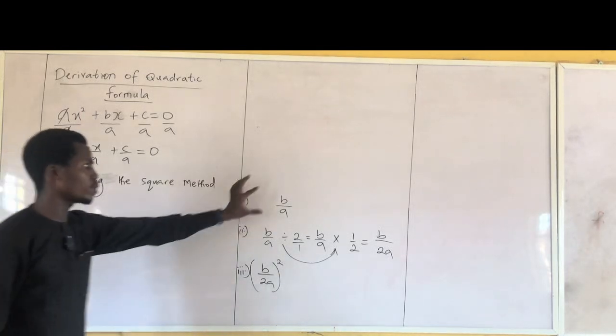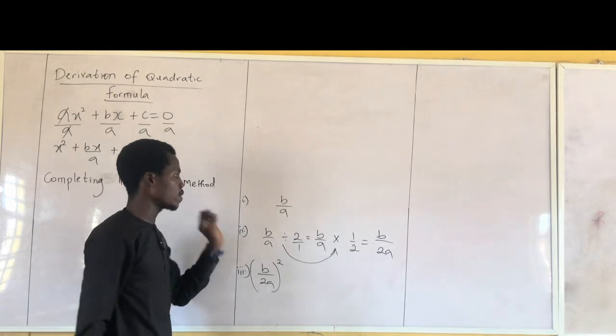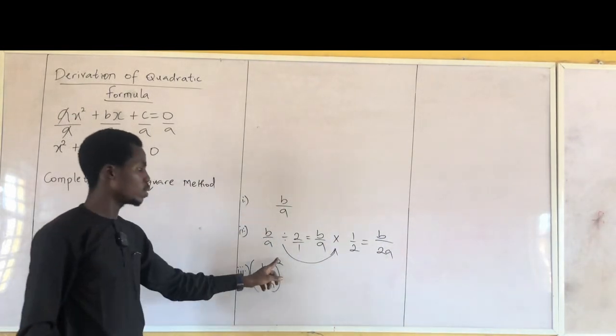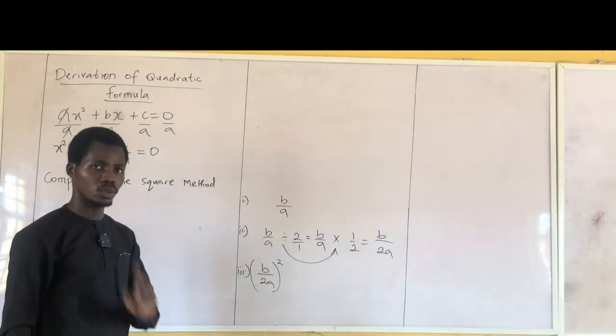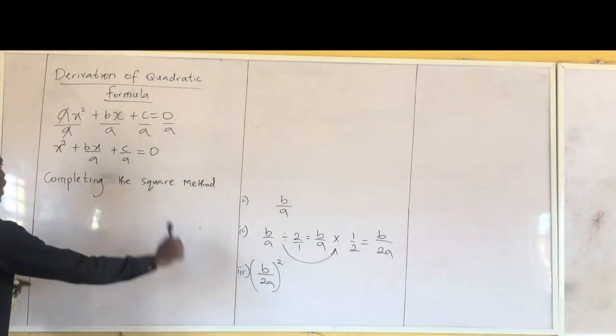Is that simple? First of all, locate the coefficient, which is b over a. The next thing is divide by 2, which is going to give you b over 2a. And the last thing is raise the answer to the power of 2. Do we get that now? Very simple. Okay, the next thing we are going to do is to add it to both sides of this equation.